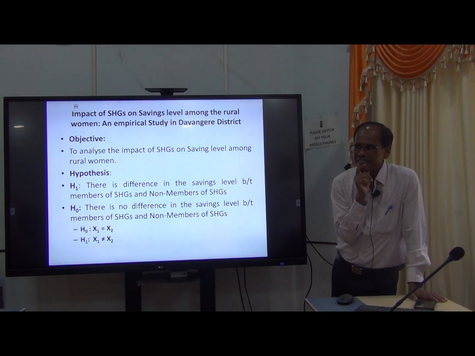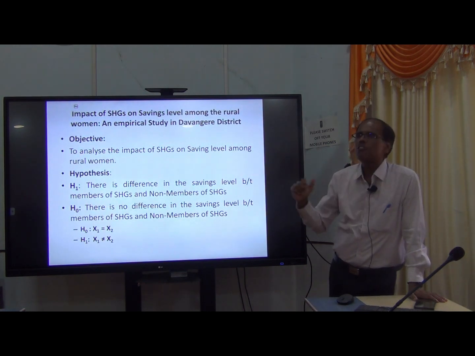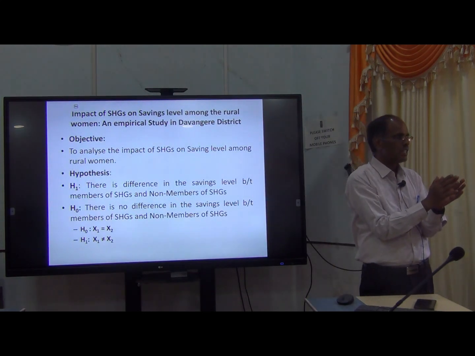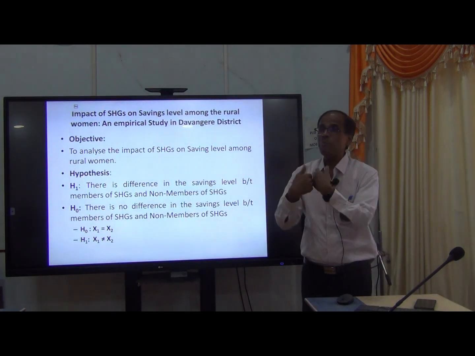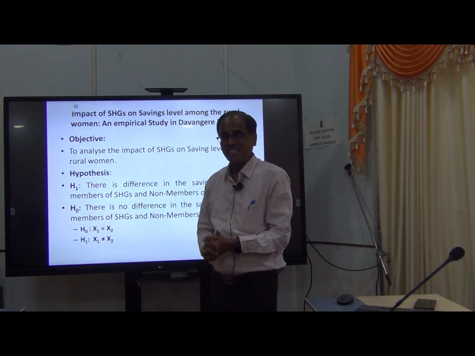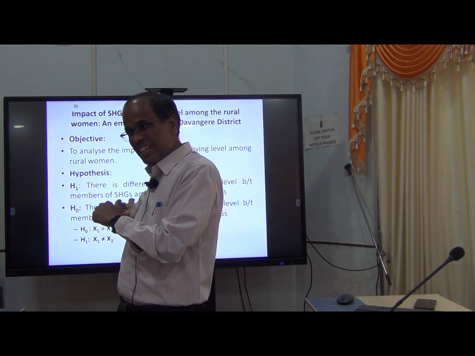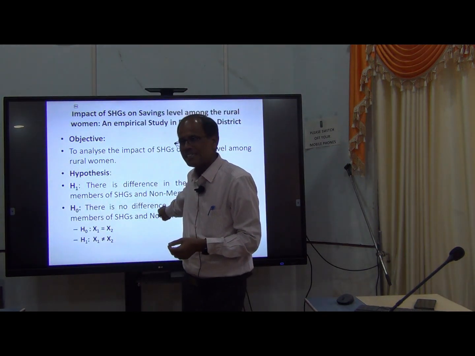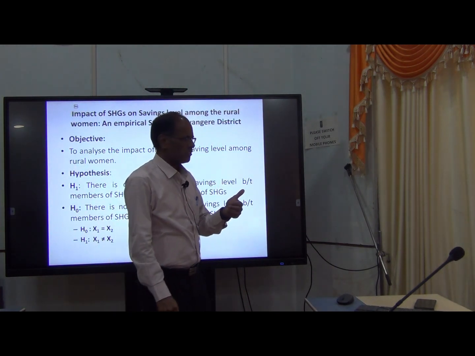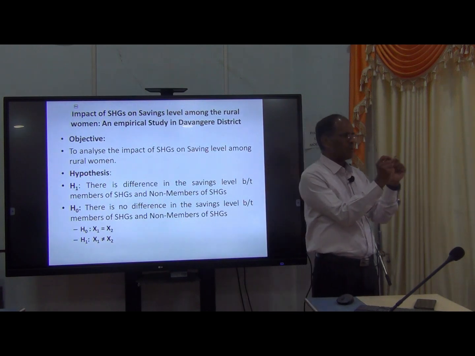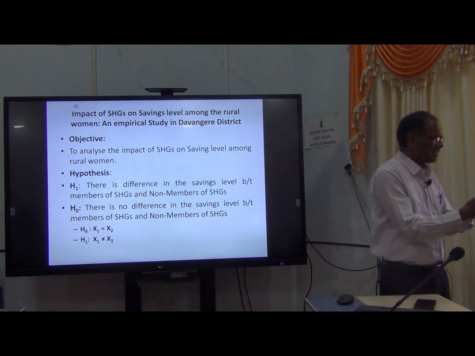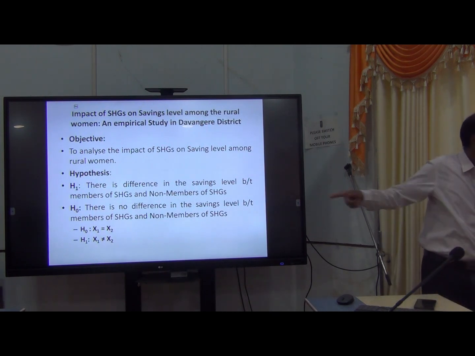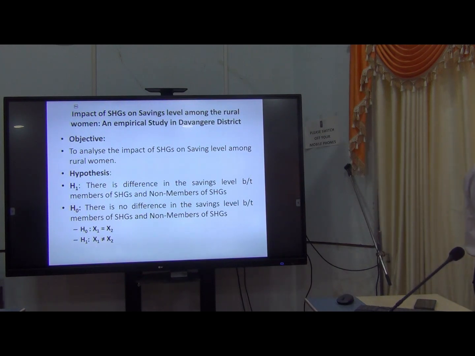There is a difference in the savings level between the members of the SHGs and non-members. I could have written that the saving level is more among the members than among the non-members. I could have done it, and I could have written it alternatively: the level of saving among the members is greater than the level of saving among the non-members. I could have done it very nicely that way also. Is the way I am expressing it now better?